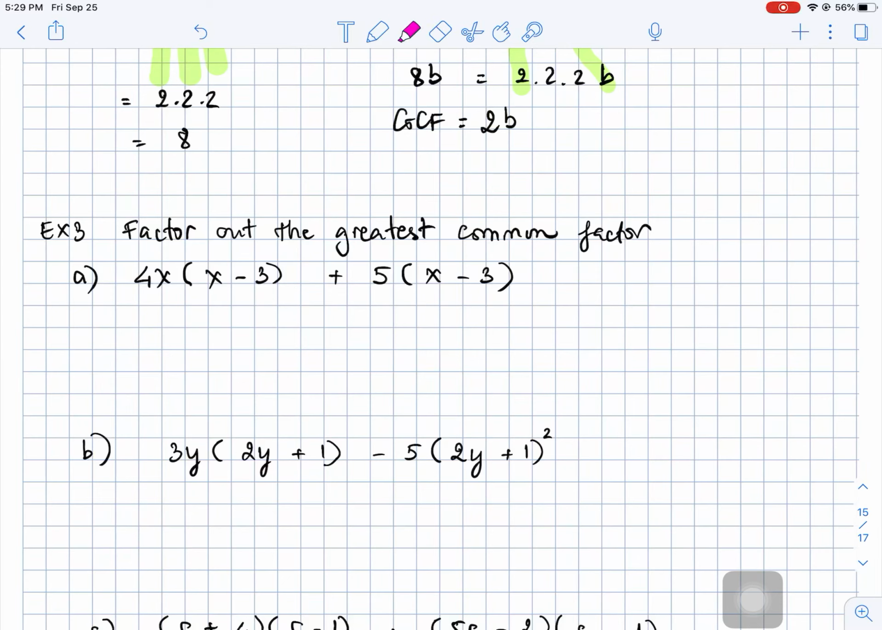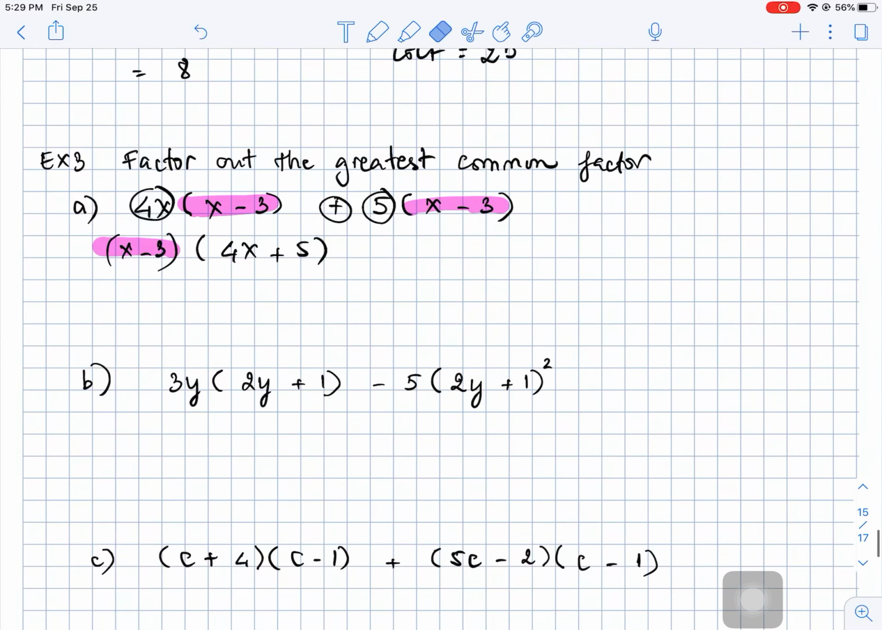Example number 3, factor out the greatest common factor. The greatest common factor sometimes is not a single term, but it can be a group. So in problem A, the group is x minus 3. You pull out the x minus 3. This is a common factor. So what is left is the 4x and the 5 and the plus. So 4x plus 5.